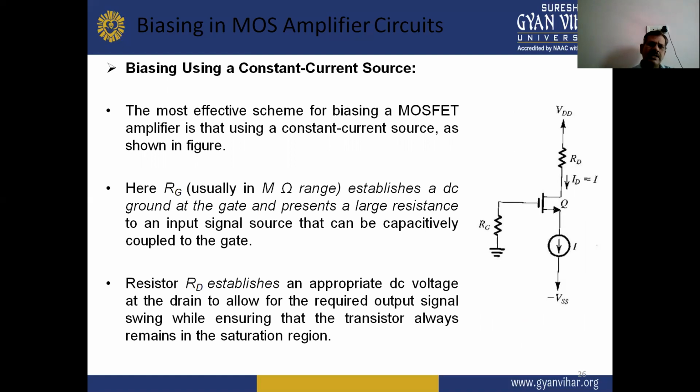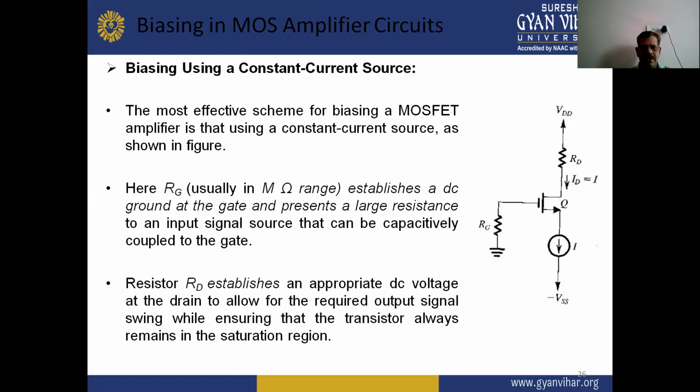Next is biasing using a constant current source. The most effective scheme for biasing a MOSFET amplifier is that using a constant current source, as shown in this figure. Here Rg, usually in the megaohm range, establishes a DC ground at the gate and presents a large resistance to an input signal source that can be capacitively coupled to the gate.